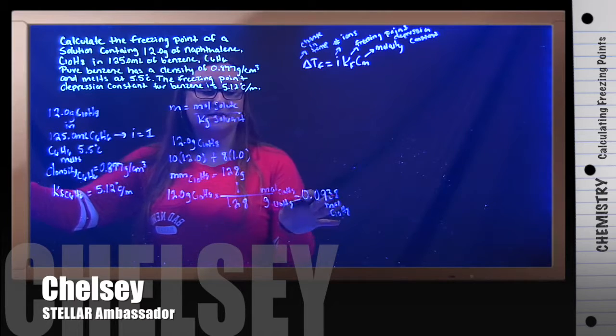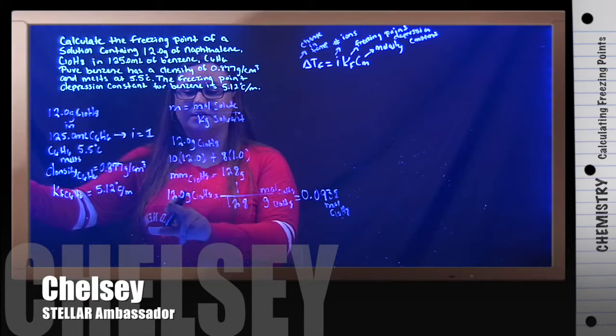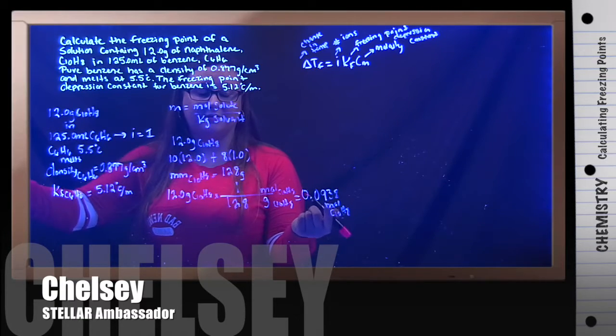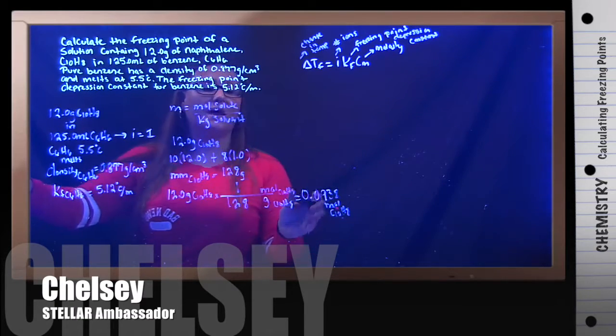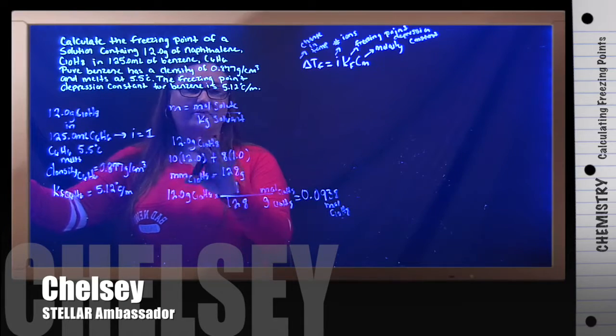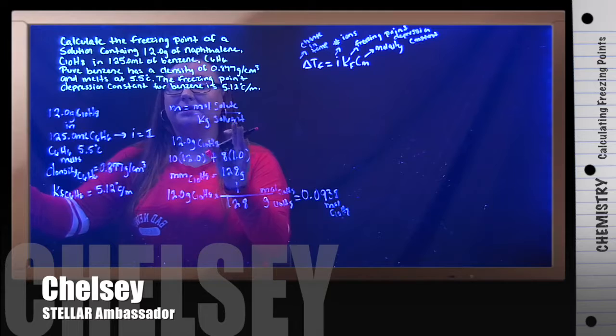Now, why is it 3 significant figures? Because according to our calculations, we have 3 significant figures in our 12 grams. So our answer will have 3 significant figures. So now we have our moles of our solute. So we have half the piece of the puzzle to solve for our molality. What else do we need? We need our kilograms of our solvent.